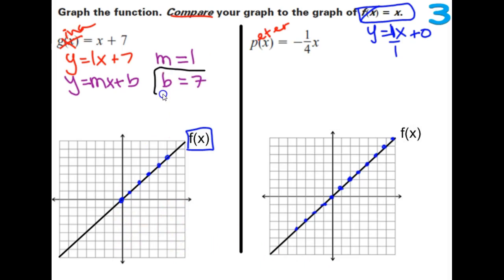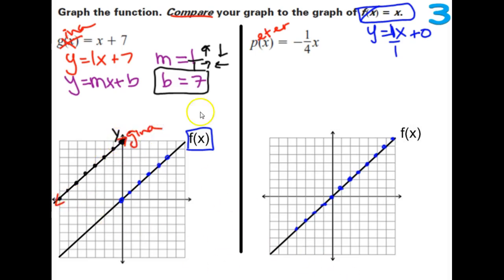So begin our graph at 7 on my y-axis, up 1, 2, 3, 4, 5, 6, 7. And my slope is 1 over 1. I can't go up and to the right, so I can go the opposite of up and right, which is down and left. Down 1, 1 to the left. Down 1, 1 to the left. And then draw your line through. And I'm going to put a G here, for this is Gina's graph.